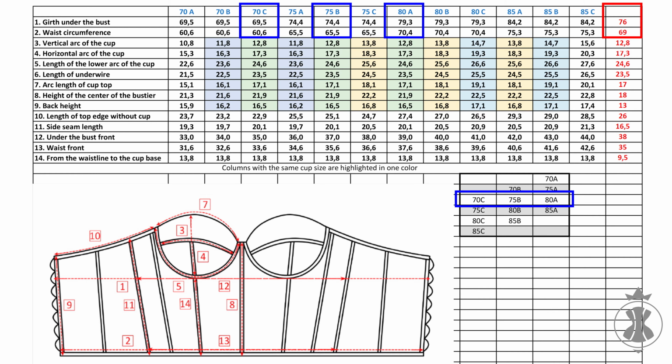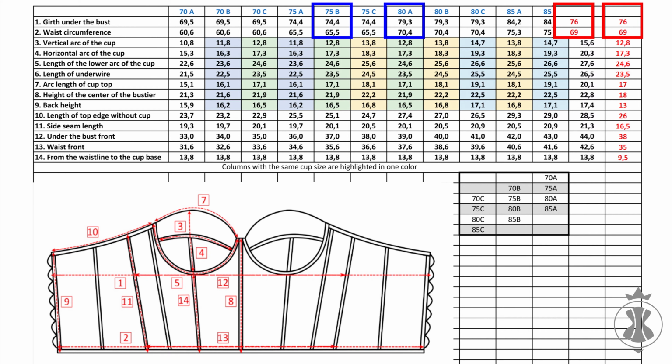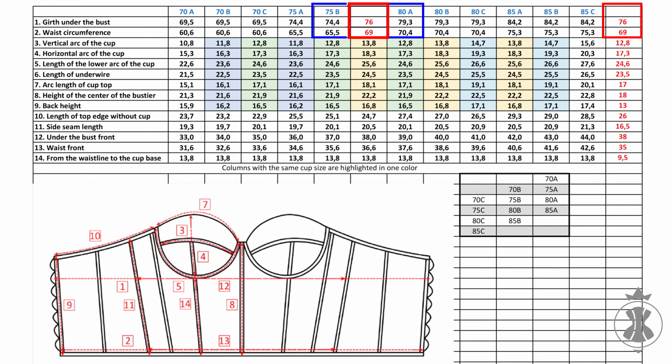Let's take a look at the underbust circumference and waist circumference measurements. Size 70C is too small. My measurements are between 75B and 80A. They are larger than the measurements for the 75B pattern and smaller than the measurements for the 80A pattern. Thus, we will have to decrease some dimensions of the pattern in size 75B and increase in size 80A.